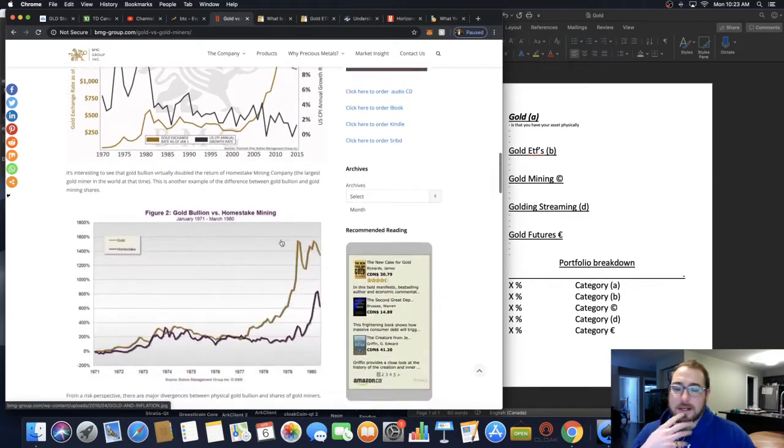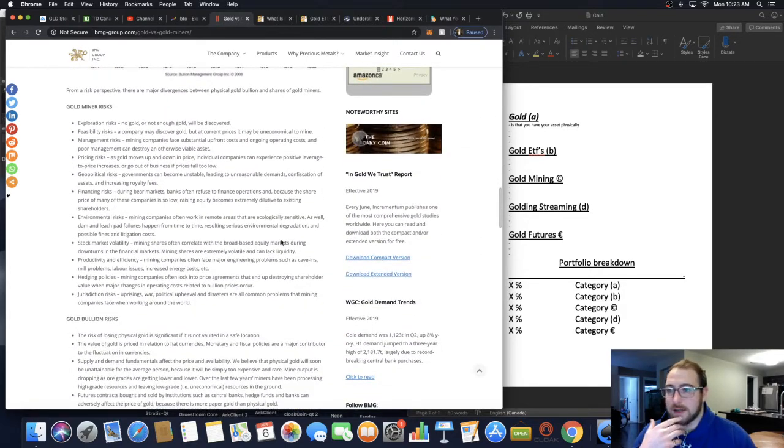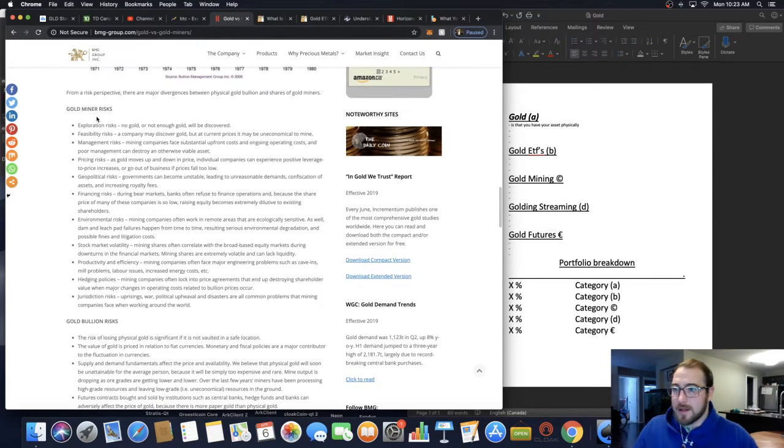So let's just look at, I mean, this is just for general information. I think this kind of stuff is good to look at too. I don't do this as much because this is not my specialty, but when we're comparing the different ways to invest in gold, I think it's worth looking at one. So gold miner risk. There's exploration risk. No gold or not enough gold will be discovered. There's feasibility risk. A company may discover gold, but at the current prices, it's uneconomical to mine.